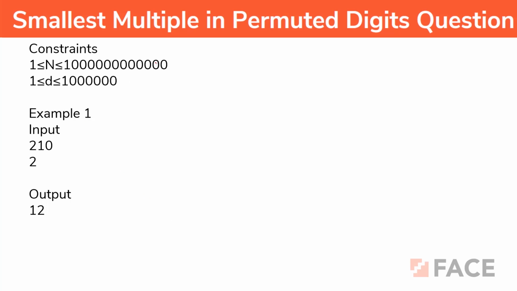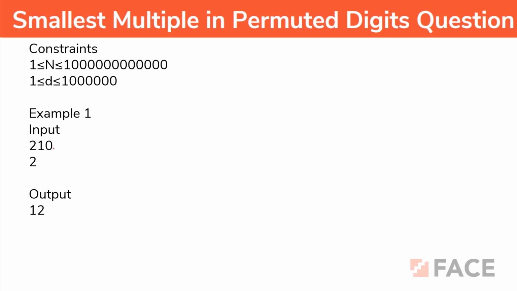So let's see the constraint: 1, 2, 3, up to 12, which means that the input value n can be up to 10 power 12. And remember carefully, if you are using C++, you have to give the data type as long integer. If you give integer, you will not get the proper answer, so you have to give long integer. For Java and Python, you can use integer. And d is up to 10 power 6. So it's better to give the data type for the input values as long integer.